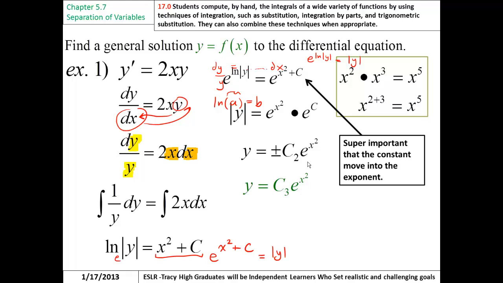And if you want to check your results, take the derivative with respect to x of both sides: dy dx equals c sub 3 times e to the x squared times 2x. Now, this is interesting because here we thought that dy dx is equal to 2xy, but dy dx is also equal to this thing.